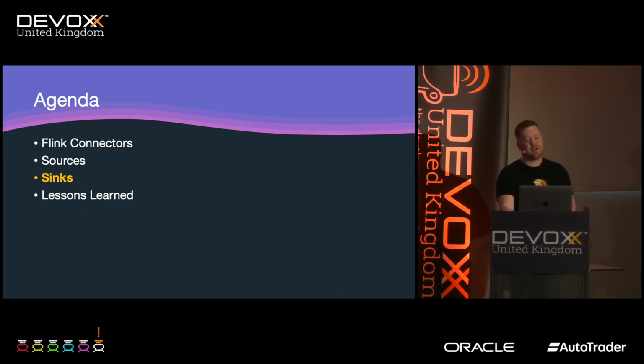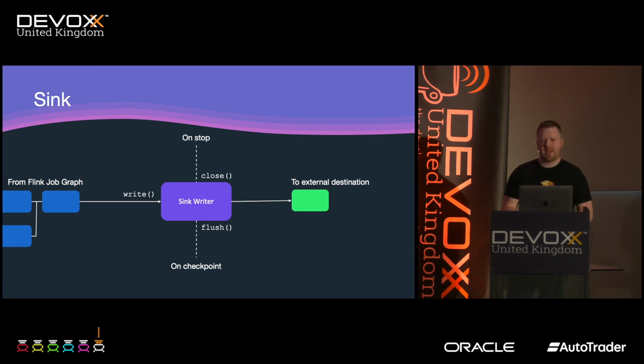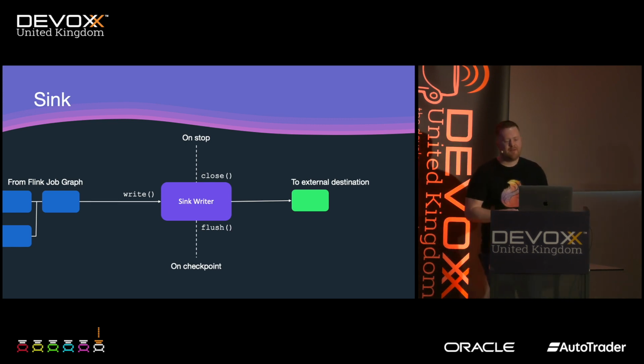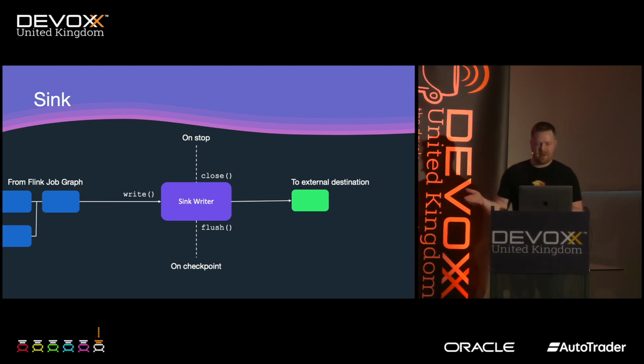Okay, sinks. Sinks are somewhat simpler. The job of a sink is to write data to an external destination. We're currently at the sink v2 API now, where the class is called Sink. If you want to implement a sink, you need to create a sink writer, and there are 3 main methods. The write method is where a record is passed to your sink from the upstream job graph, and then a flush method is to write it to the external destination. And then you have a close, which is called on stop. This is obviously optional.